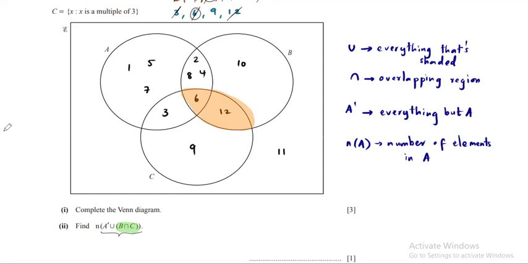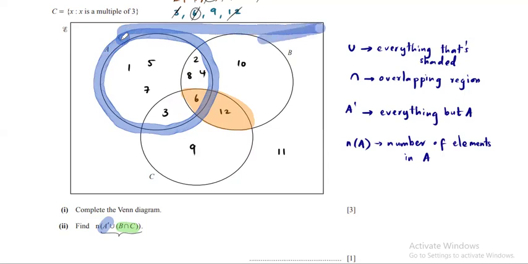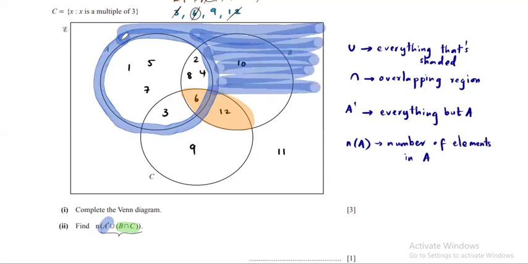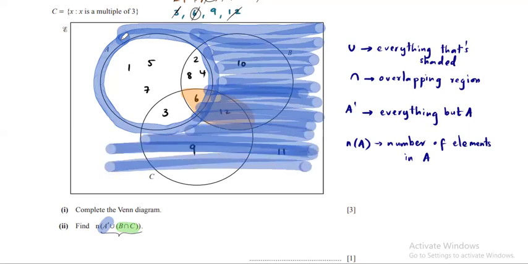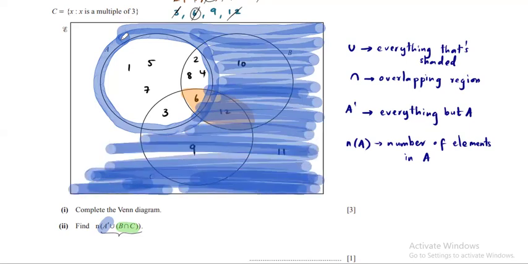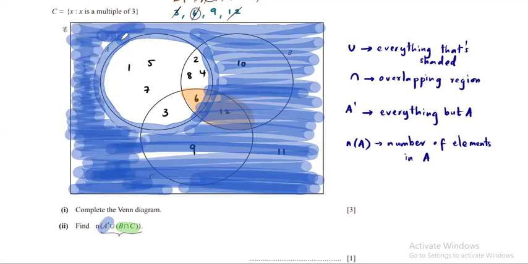The next one that we have clearly states that it's going to be A complement. A complement, or we read it as A prime, means everything but A. That's the meaning. That means this is the circle that we have for A. Apart from this circle, everything else has to be shaded. That means if I'm to shade it, this is how it will be. This entire region should be shaded.